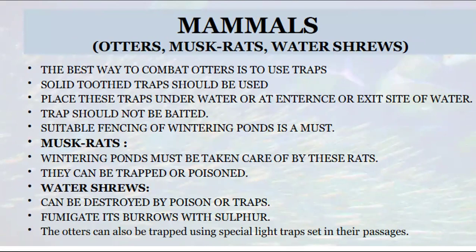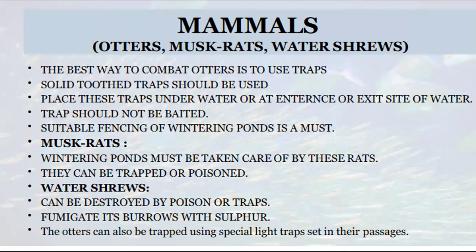And how can we control mammals? The best way to combat otter is to use traps, and we can use live bait as well to control that otter. Solid toothed traps should be used, and place these traps underwater or at the entrance. So if any otter enters that pond, tank or hatchery where you are culturing your fish, that otter can be trapped easily.